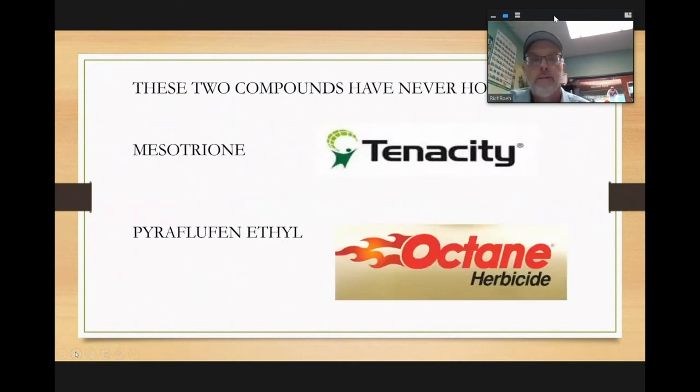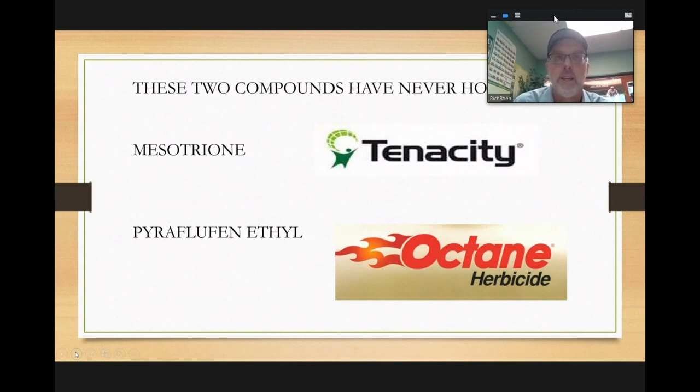And then there's two fairly new compounds that haven't really hooked up yet, and I'm not aware of any two, three, or four-way materials with either of these two in them. Mesotrione is marketed as Tenacity. It's a very unique material.